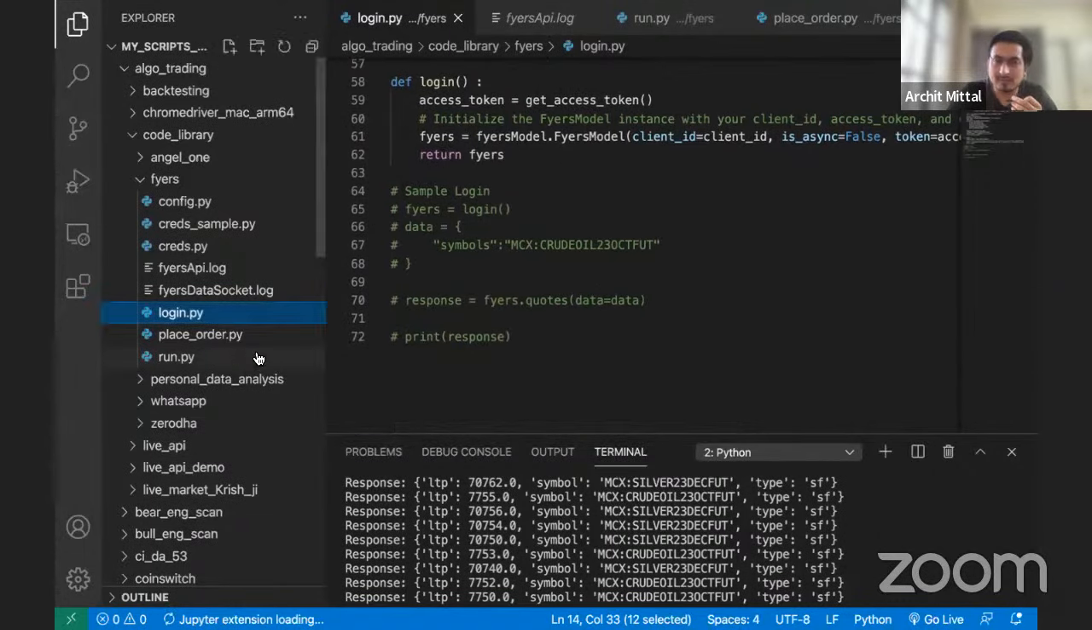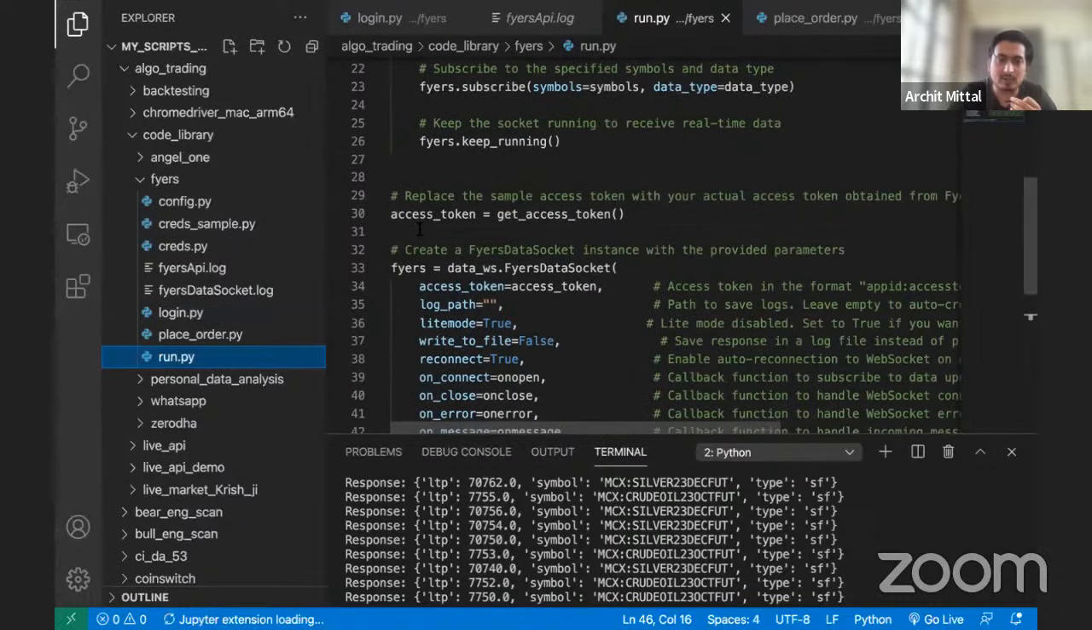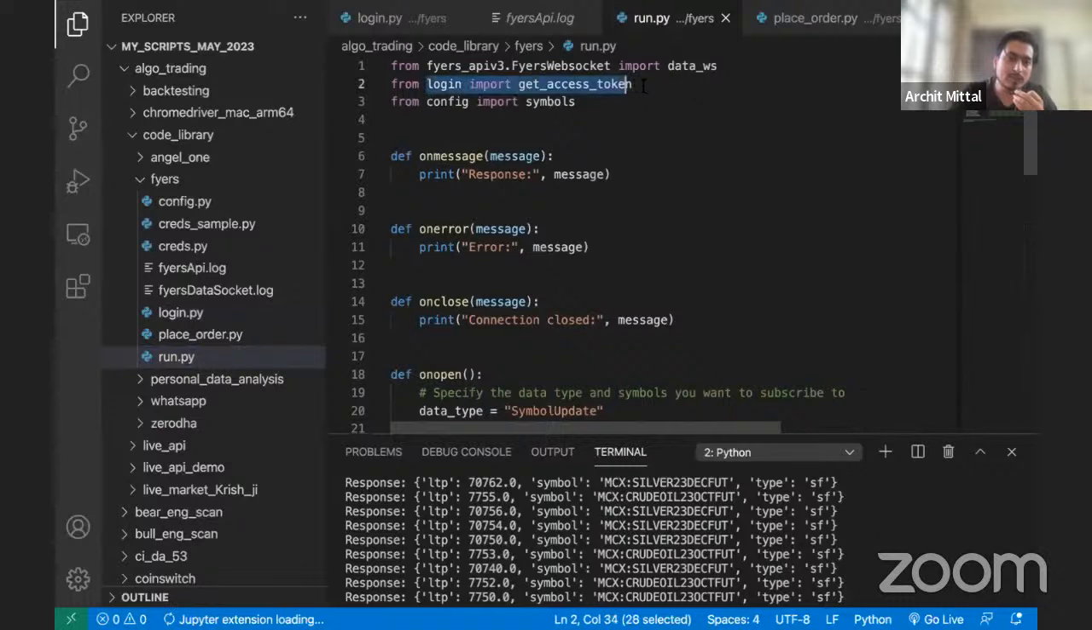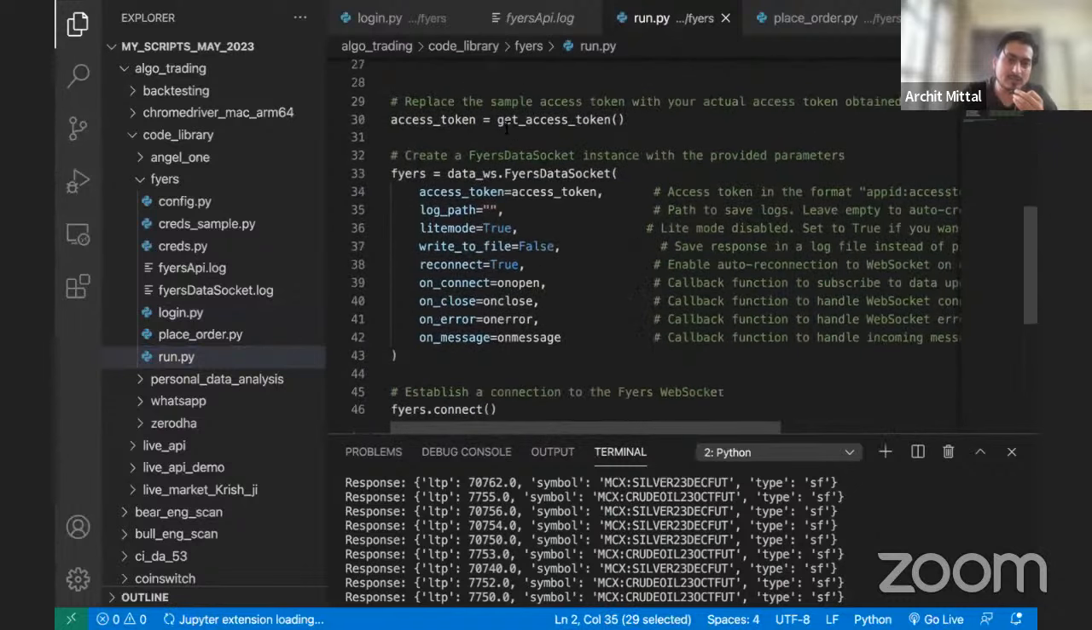And in this WebSocket, you can see I'm using an access token, and I'm getting this access token from that box only. That box was stored in the login process. So I'm just getting this as a box. So that's the main thing.